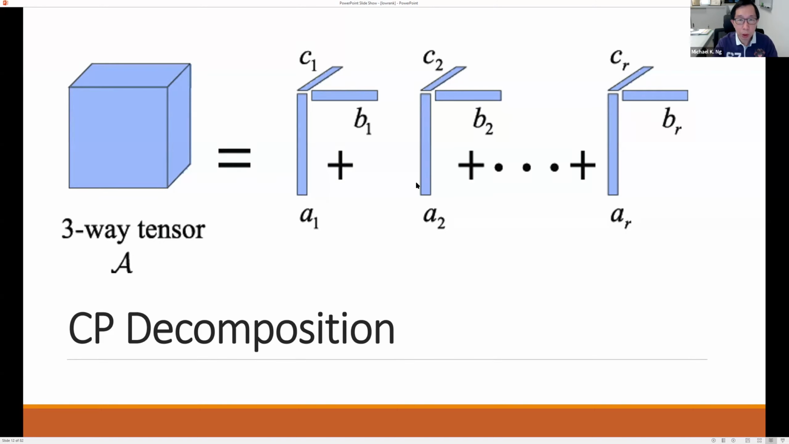So each one is just like the Riemann tensor. We can say that. So it's not difficult to understand, because without C1, C2, then this is just like the standard matrix SVD. So we call it CP decomposition.